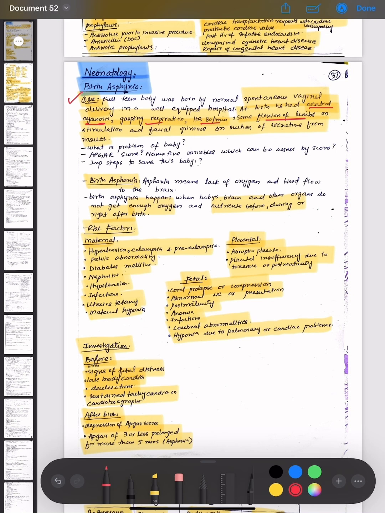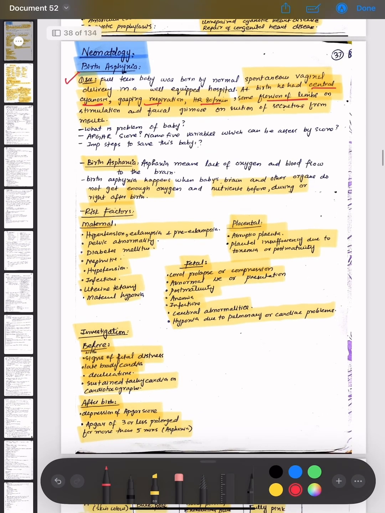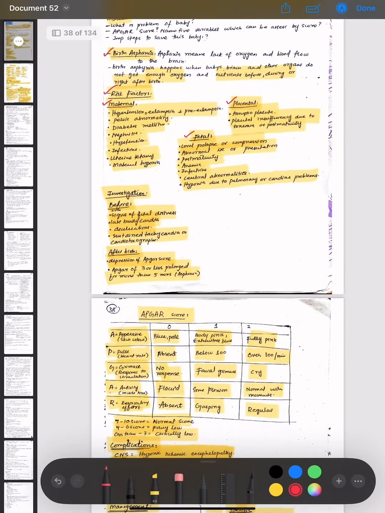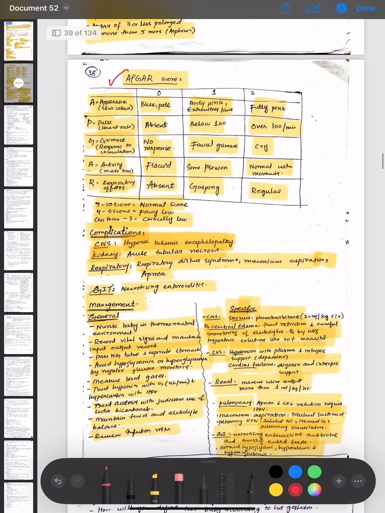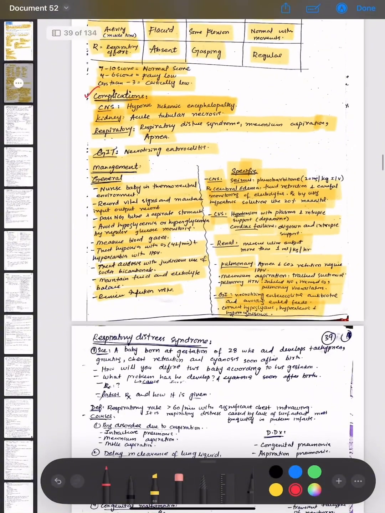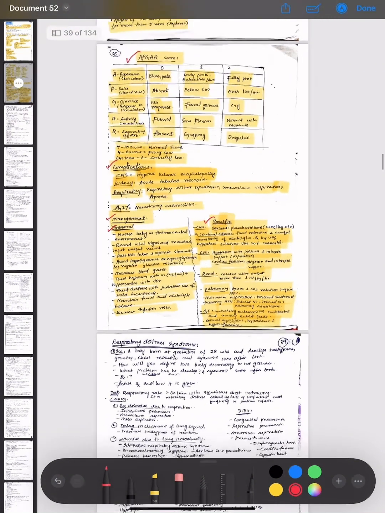So, what is the definition of birth asphyxia? Then, what are the risk factors of birth asphyxia? These are maternal, fetal, and placental risk factors. Then, we have discussed the investigation options, which are both before and after birth. Then, we have discussed the Apgar score. Then, we have discussed the complications, that is the CNS, kidney, respiratory and GIT complications. Then we have discussed the management options, which are both general and specific. Now coming towards the next topic, that is respiratory distress syndrome.